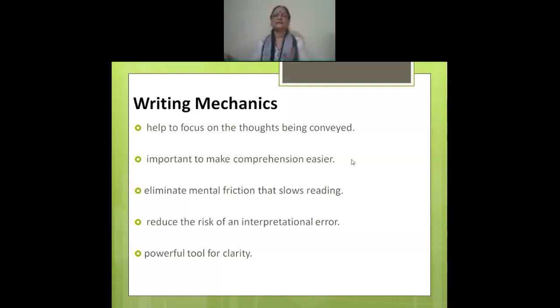So, writing mechanics, how is it going to help you? It is going to help you stay focused on the thoughts that are being conveyed. Because अगर आप focused नहीं हैं, तो क्या होगा? Your thoughts will be all over the place. Like, for example, if you decide to go for shopping and you decide to go to a big mall, maybe the Empress Mall, and you decide to buy many, many things for you, you have lots of ideas, you have to do a lot of shopping, but you have not made a list.